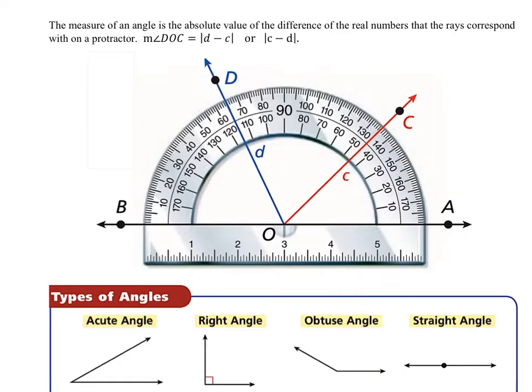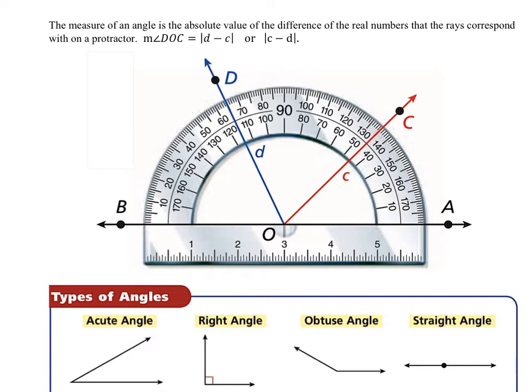So this reads, the measure of an angle is the absolute value of the difference of the real numbers that the rays correspond with on a protractor. So the measure of angle DOC is equal to the absolute value of D minus C, or the absolute value of C minus D. We know that those are going to both give us the same number. So let's take a look at the measure of angle DOC.